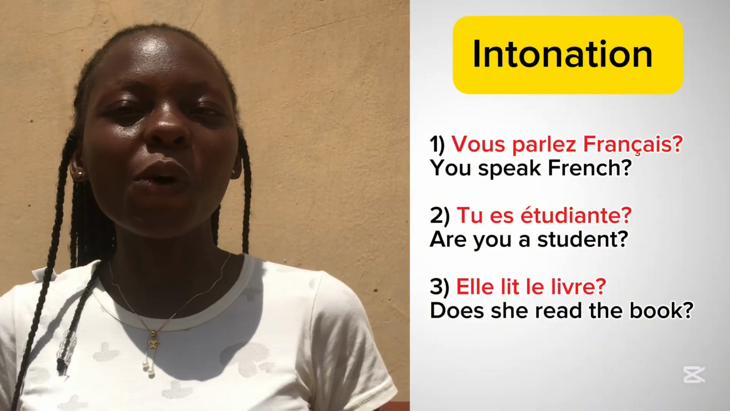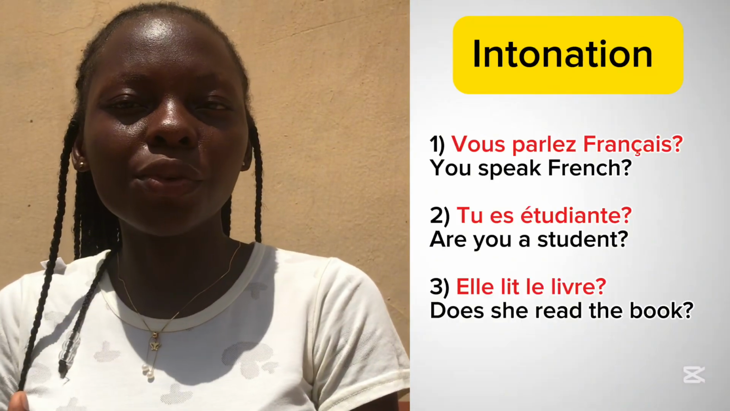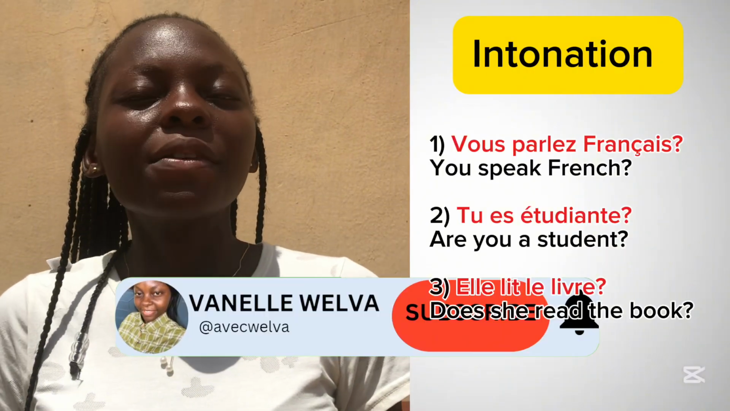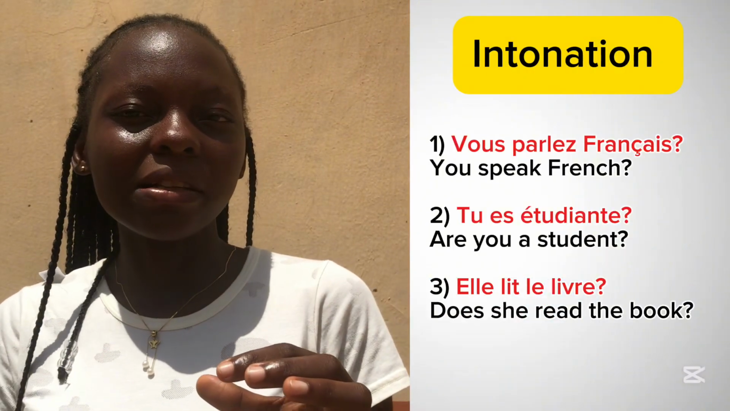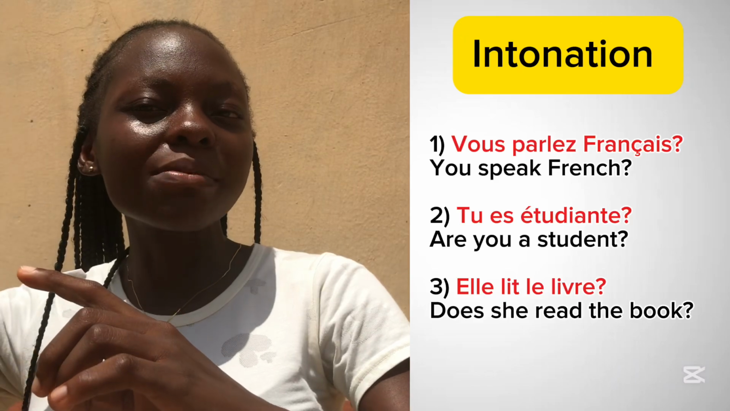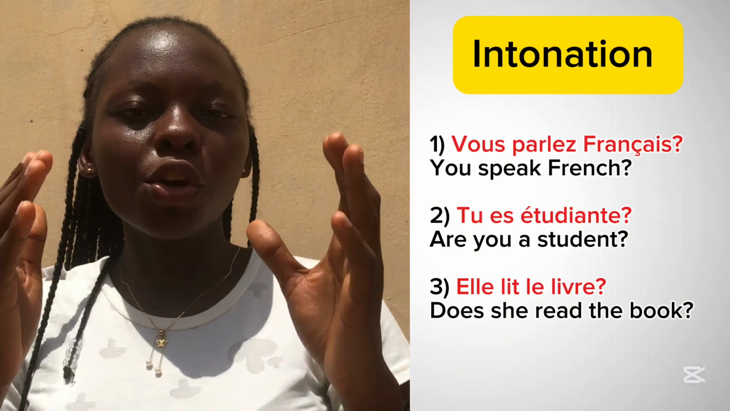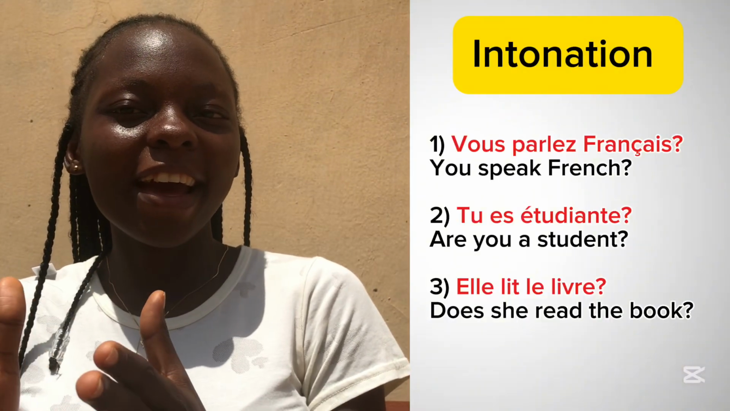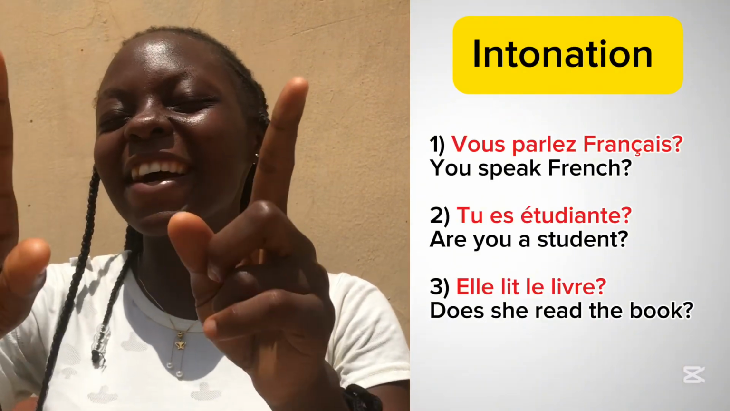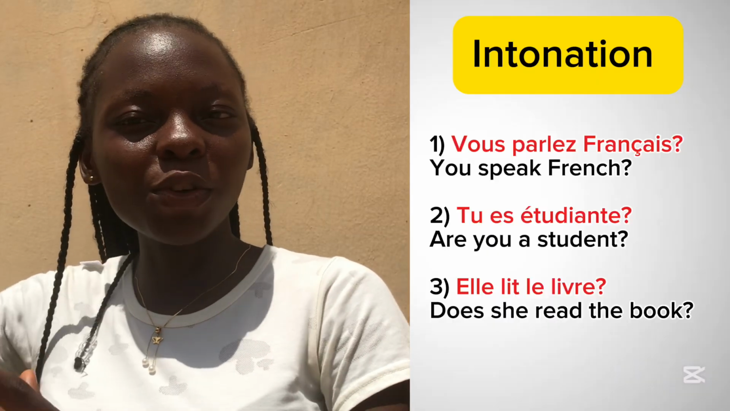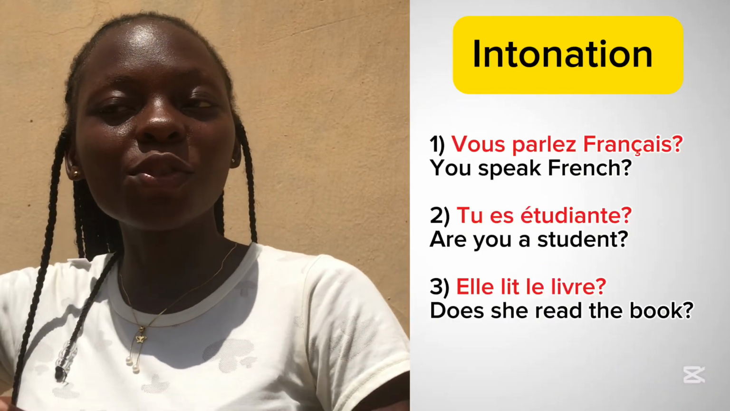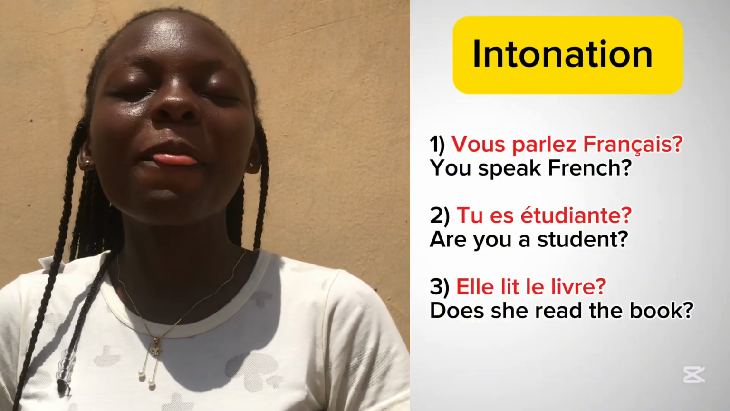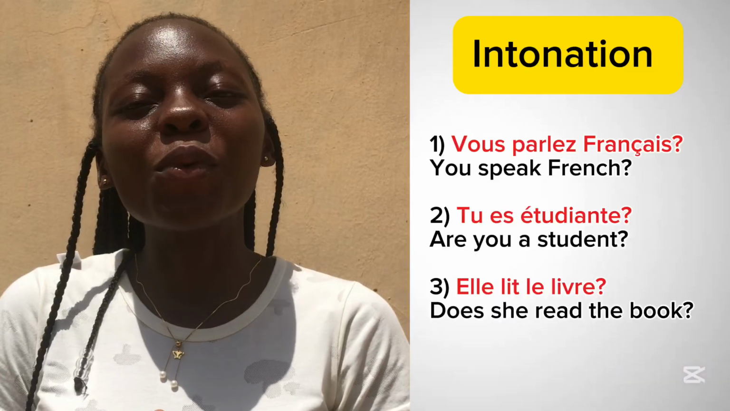Let's take the second example. Tu es étudiante. Affirmation. But if I want to form a question out of the sentence, what do I do? I have to raise my voice at the end of the sentence. Can you try? Tu es étudiante? Correct. So you raise your voice at the end of the sentence. Simple, right? Let's see the third example.